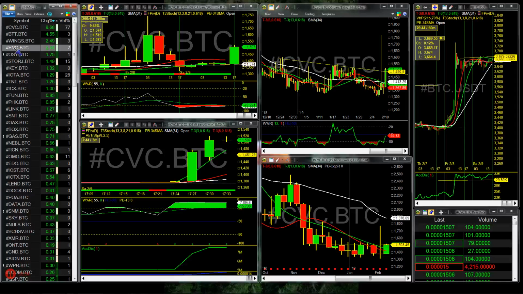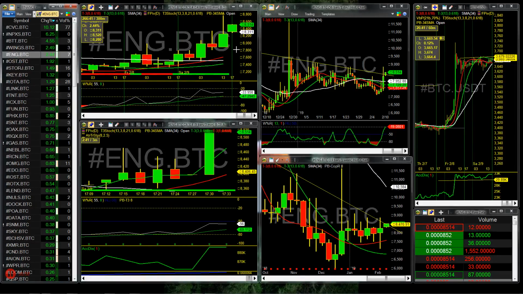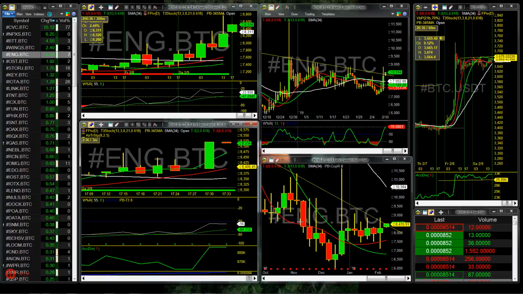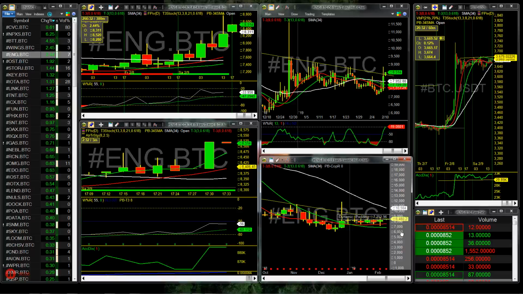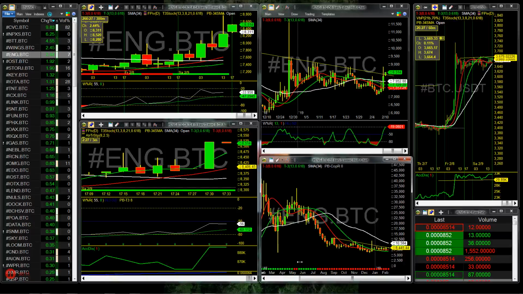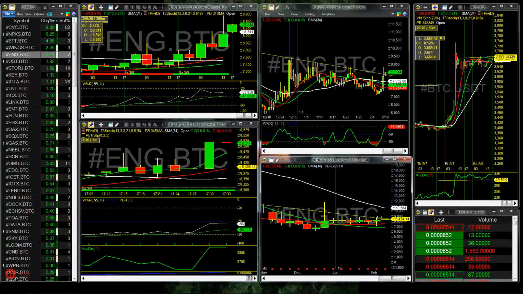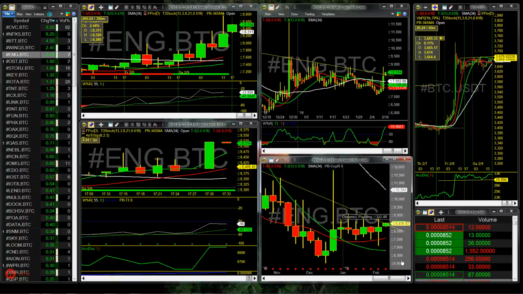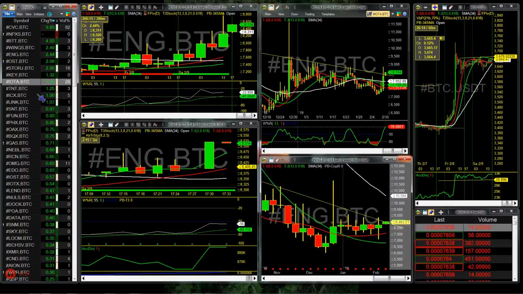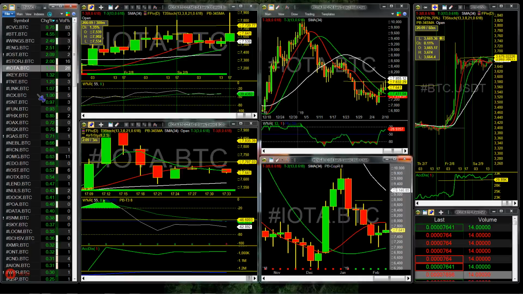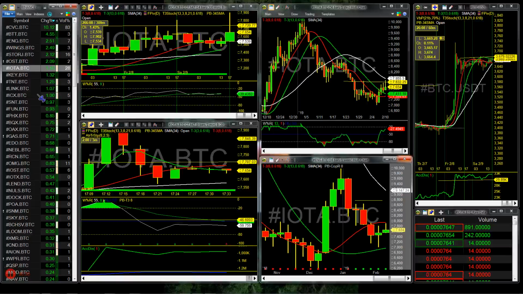ENG's been hot for a couple days. IOTA still trying to make a decision. Stuck between the 8 and the 13 on the 3-minute chart.